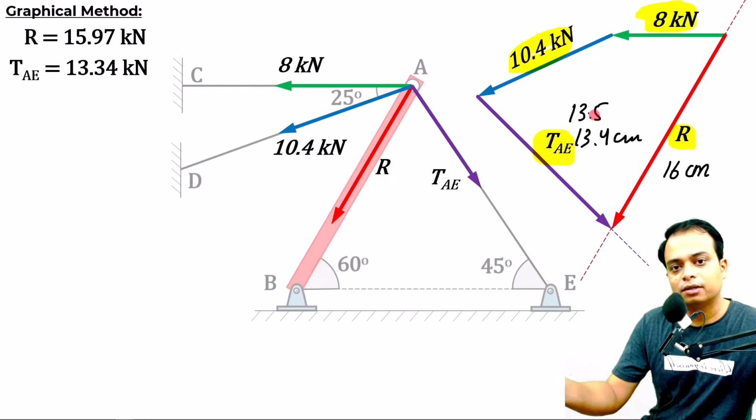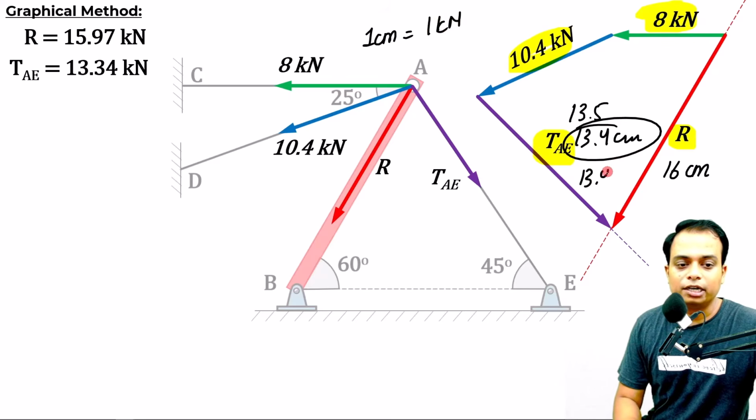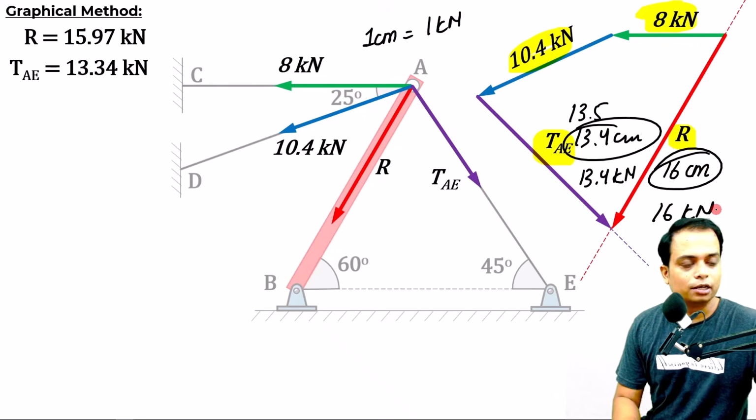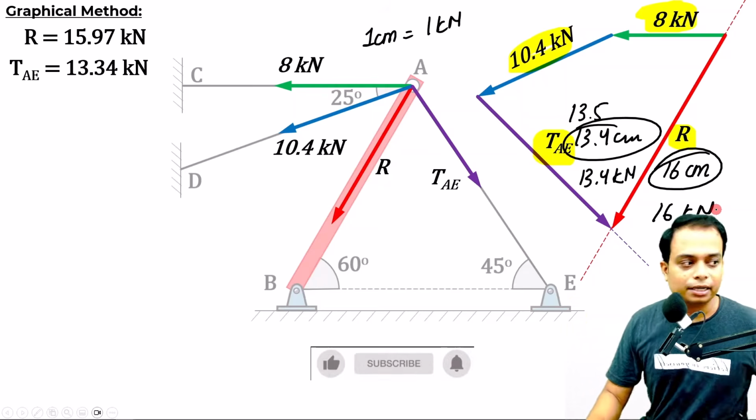If you do the conversion, you know very well that 1 centimeter is equivalent to 1 kilonewton, and hence 13.4 centimeters will be equal to 13.4 kilonewtons, and 16 centimeters will be equal to 16 kilonewtons. So this completes our problem following the graphical technique.